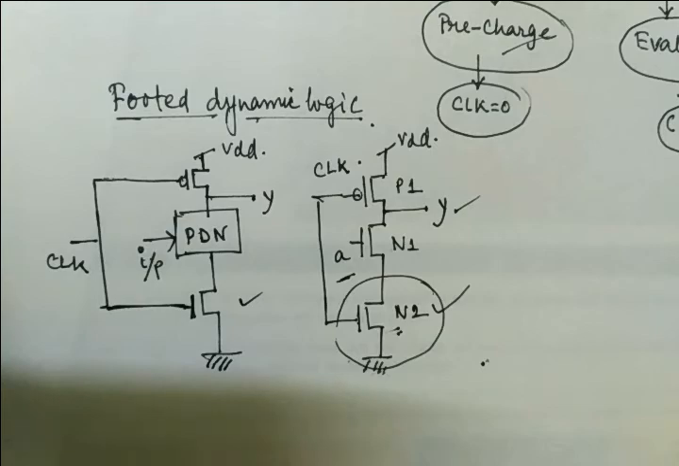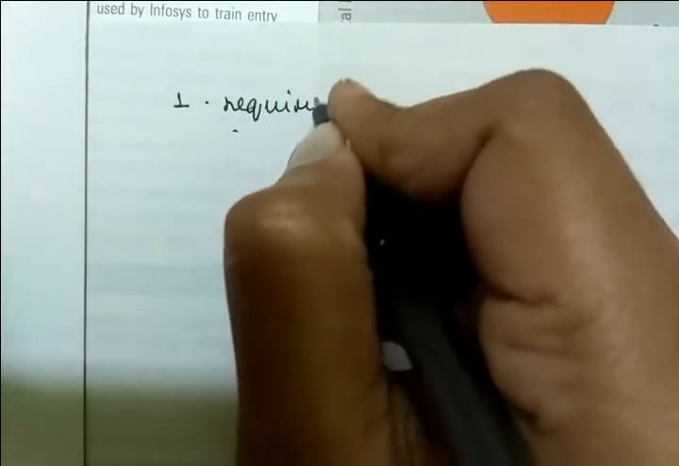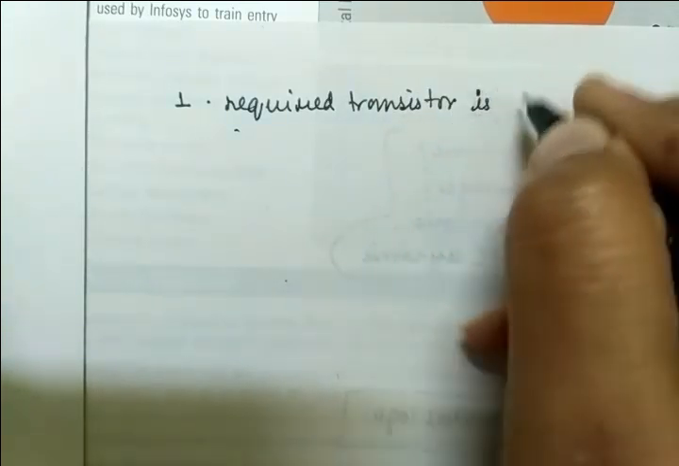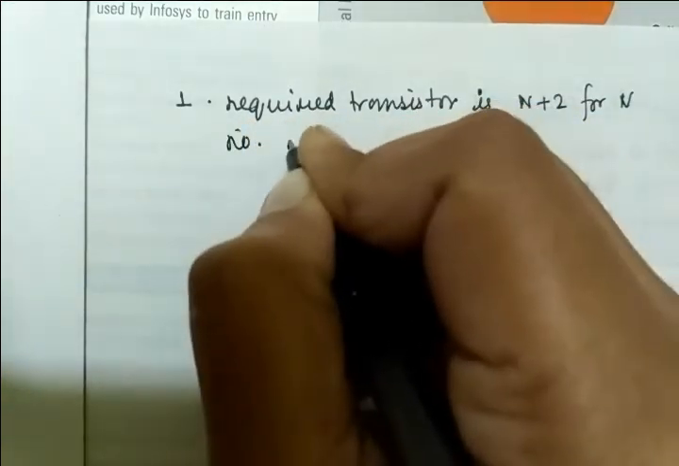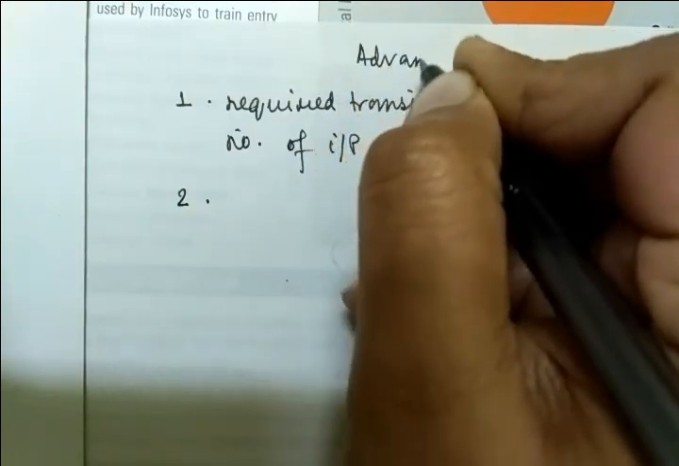Now let's discuss the points. The first point is that the required number of transistors is N plus 2 for N number of inputs. These are the advantages.